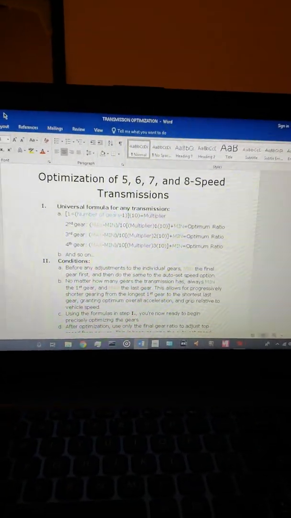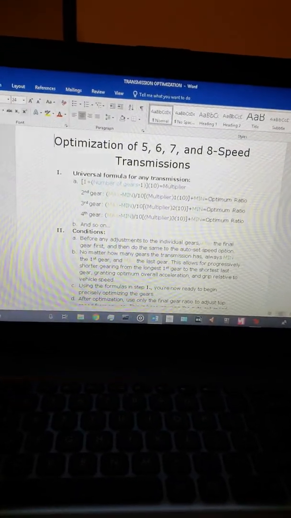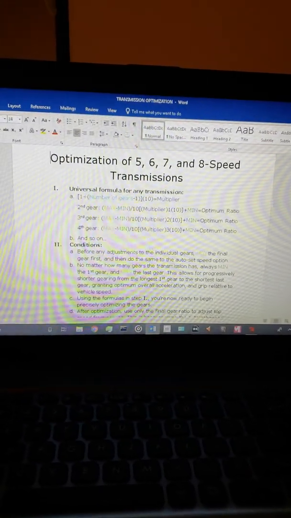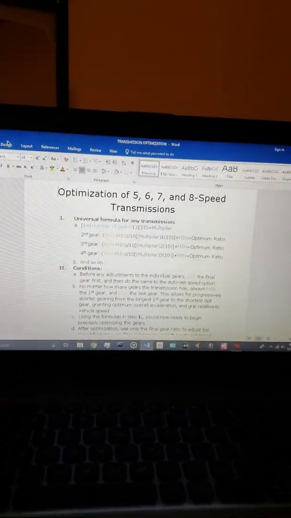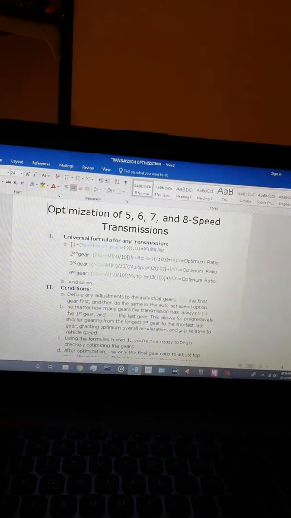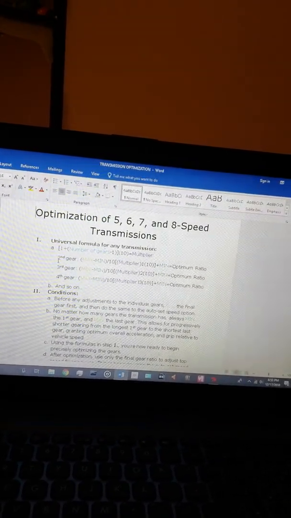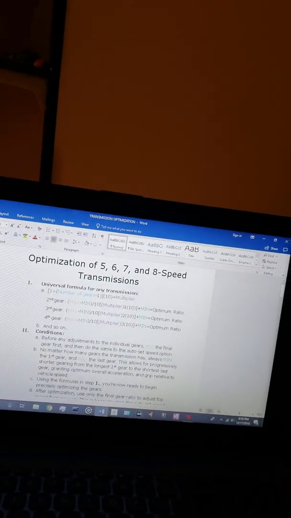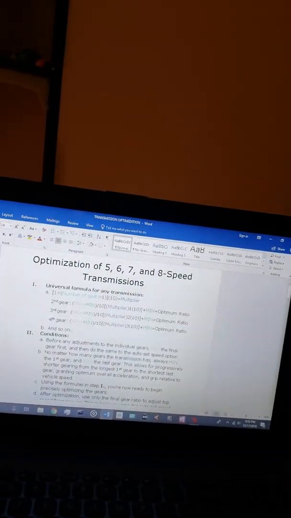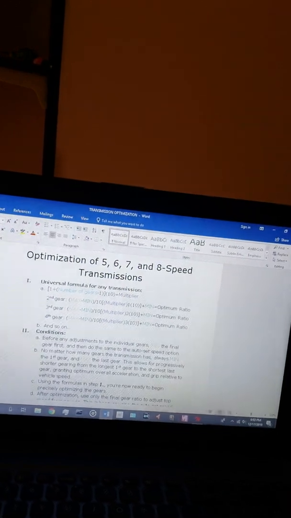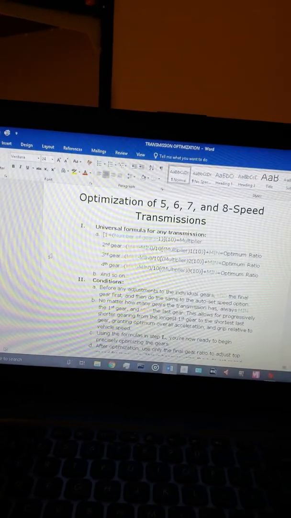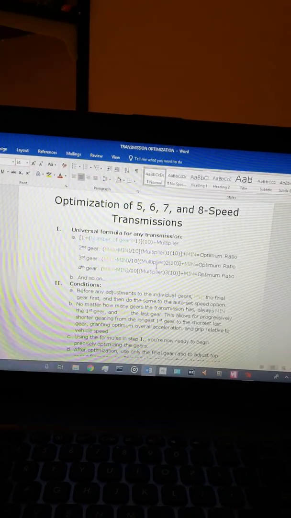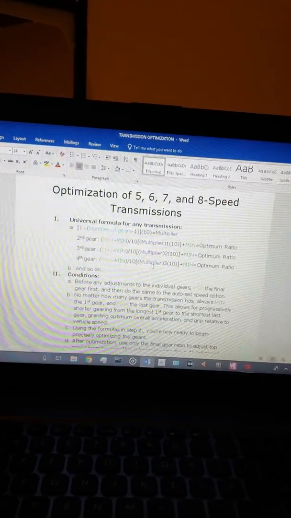Hello everyone, in this video I'm going to be talking about the optimization of 5, 6, 7, and 8 speed transmissions. Now there's an equation for all of them that I have fine-tuned to make universal. The only difference amongst each of these different transmissions is that you have to determine the multiplier for each of them. That is the most important variable in the equation.